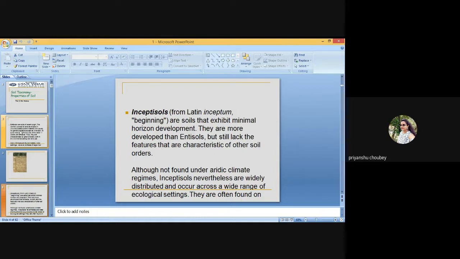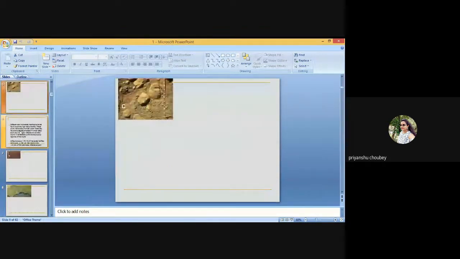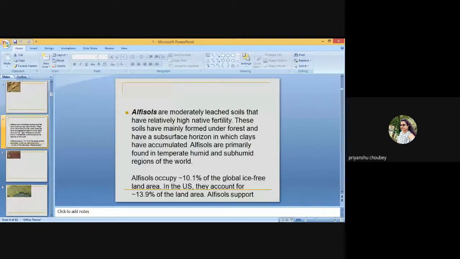Although not found under an arid climate, inceptisols nevertheless are widely distributed and occur across a wide range of ecological settings. They are often found throughout India and are important soils. So this is an inceptisol picture.